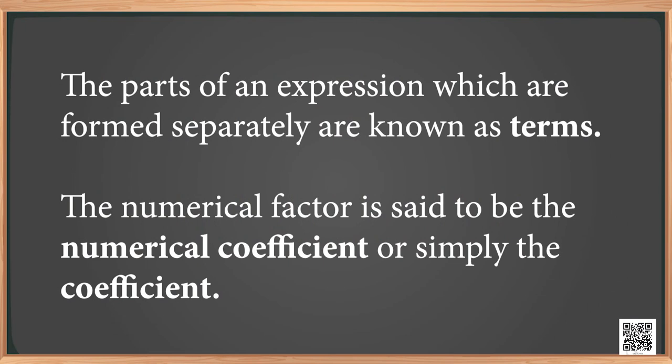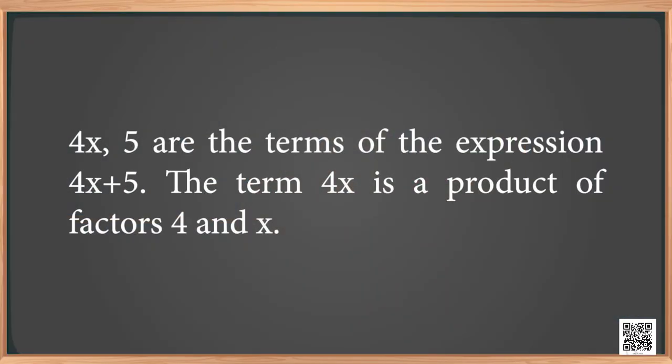Terms, factors and coefficients. Let us recall what you have learnt in your 7th standard. The parts of an expression which are formed separately are known as terms. The numerical factor is said to be the numerical coefficient or simply the coefficient. Let us now take the expression 4x plus 5. Can you tell me the terms in the expression 4x plus 5? Well said. 4x and 5 are the terms of the expression 4x plus 5. The term 4x is a product of factors 4 and x. Can you identify the coefficients of each term in the expression 7xy minus 5x?